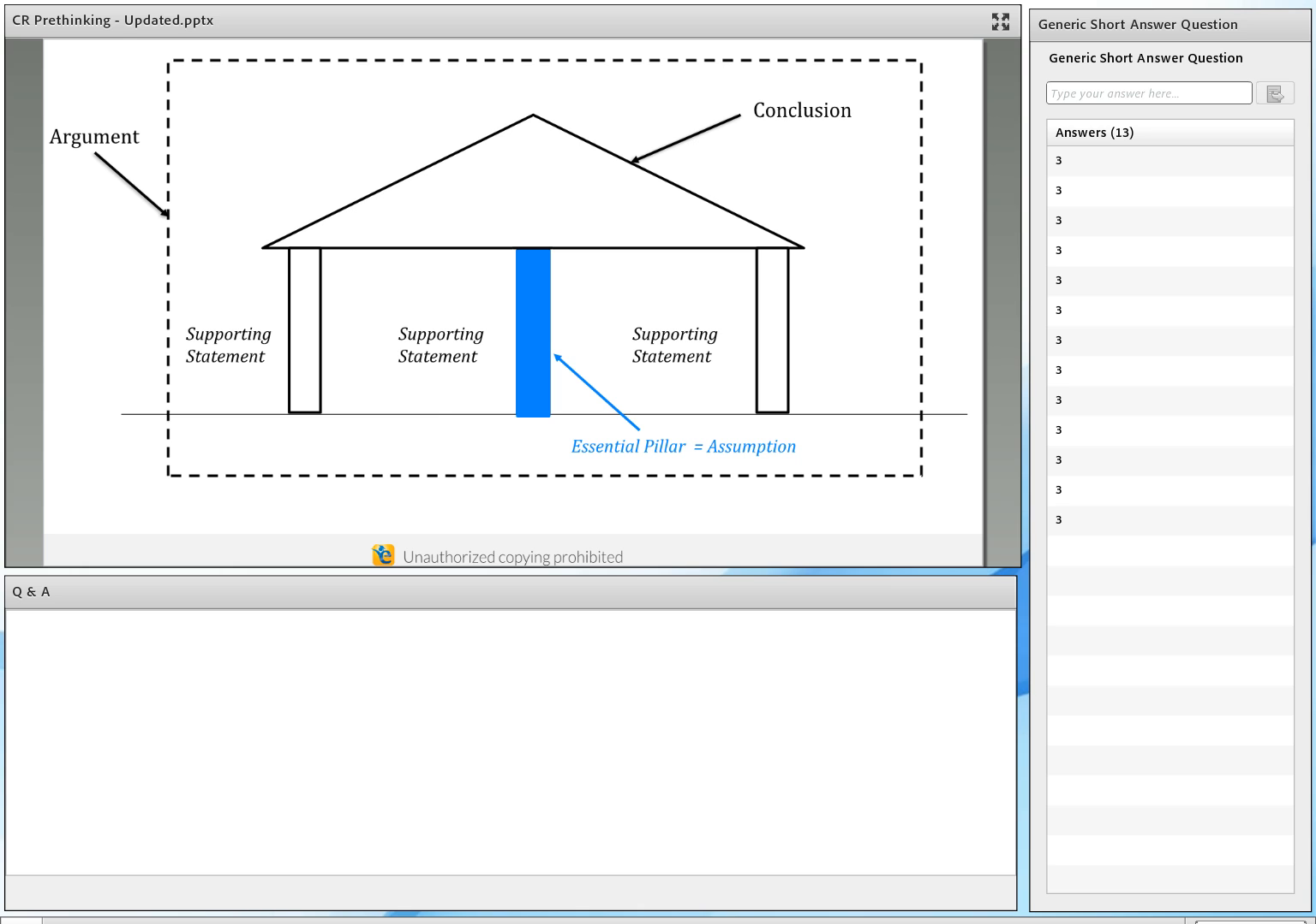Another way to look at the same thing is that if you remove this pillar, the roof would cave in, regardless of whether these pillars remain or not. Okay, so that's that definition of an assumption, and so that's the "must be true" aspect of this essential pillar.